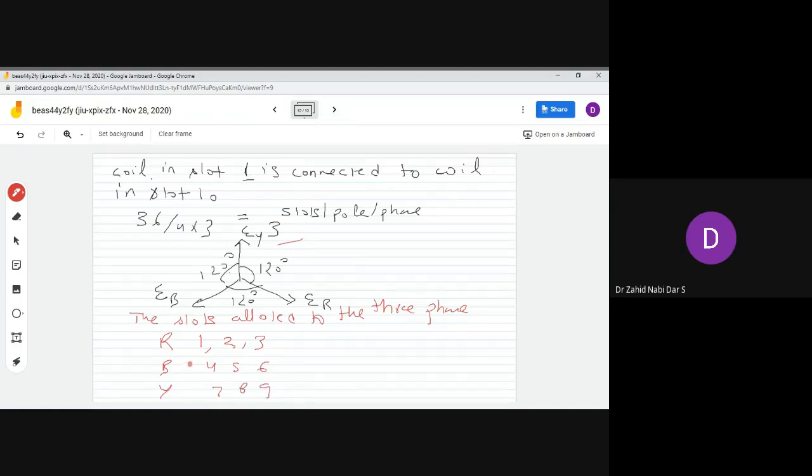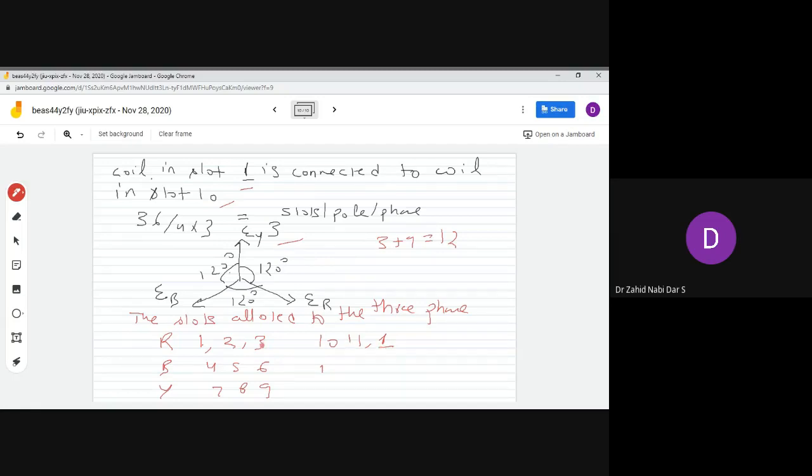Now you will ask me, sir, why not 10 and so on? Because see, the coil span, how much did we say? Coil 1 is connected to coil 10. So now 1 will be connected to 10, 2 to 11, and 3 plus 9 you would write 12, but you don't have a 12 in this case. Similarly, 4 plus 9 is 13.